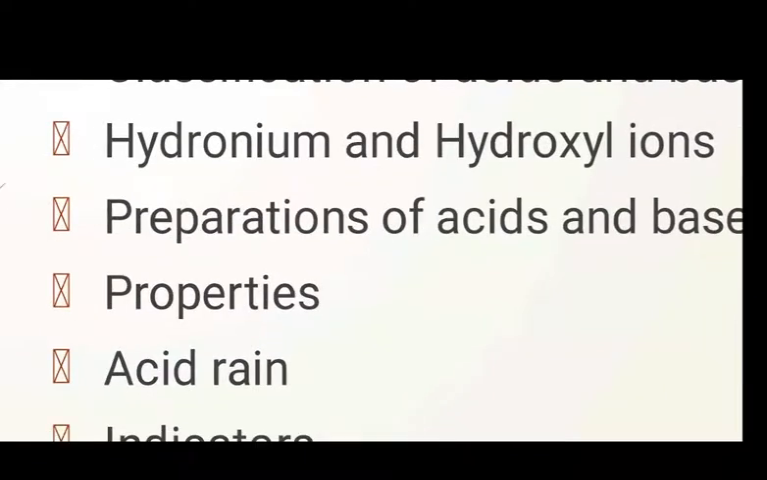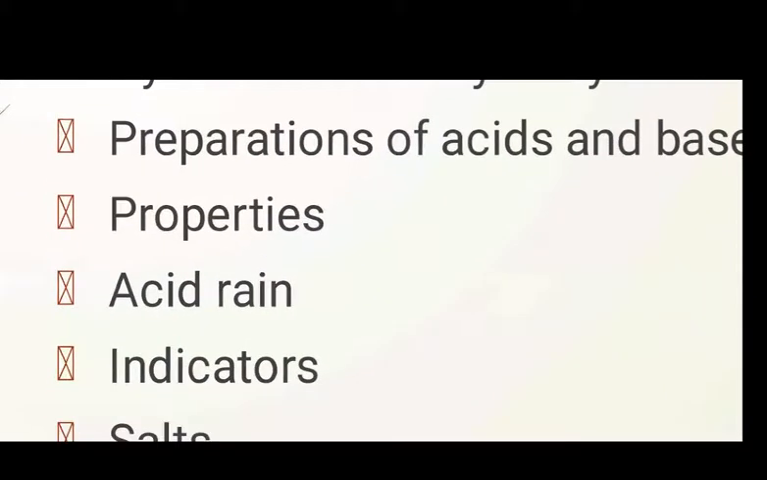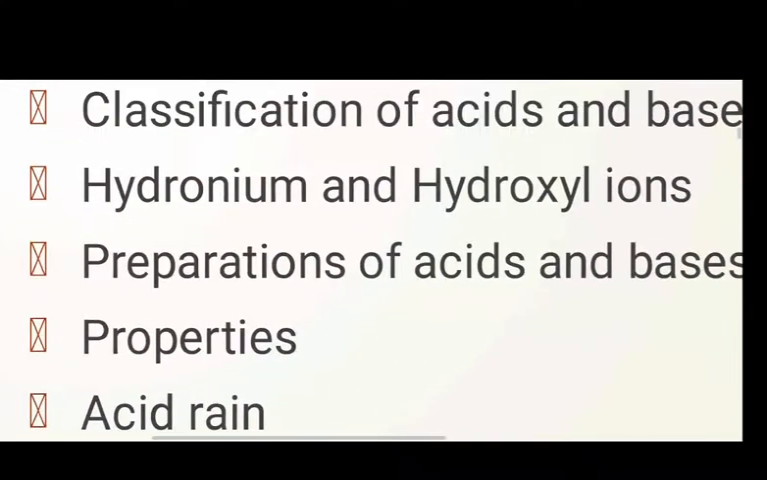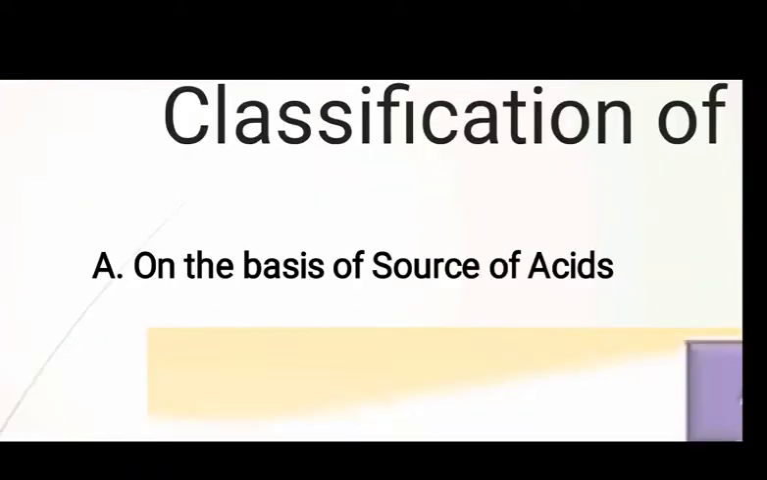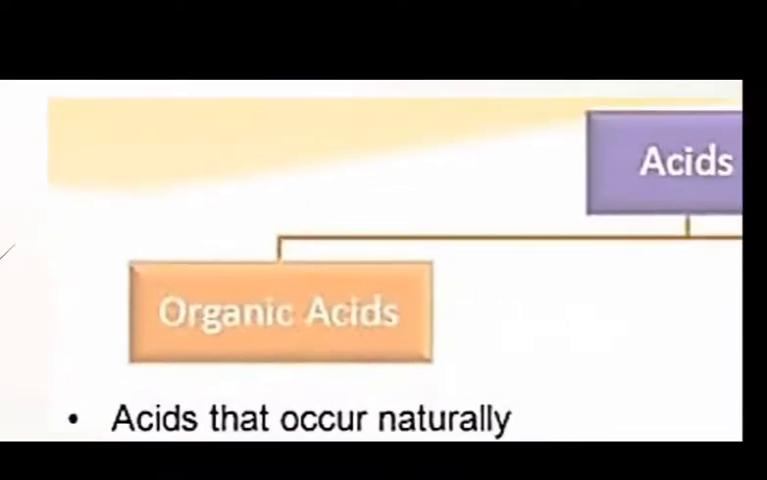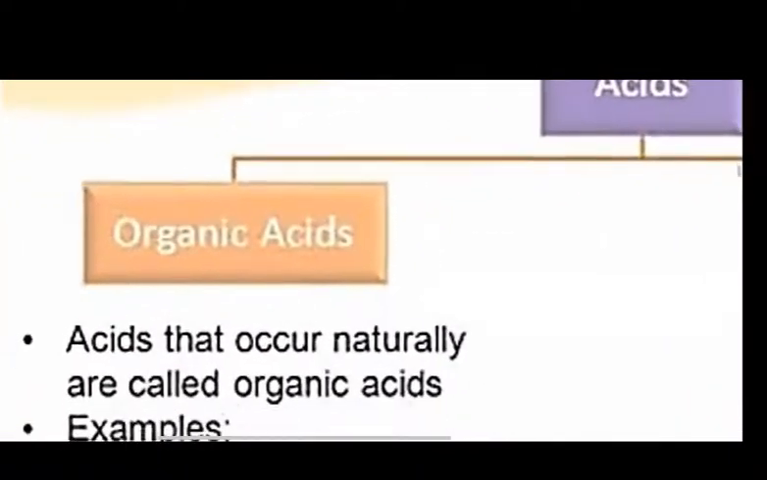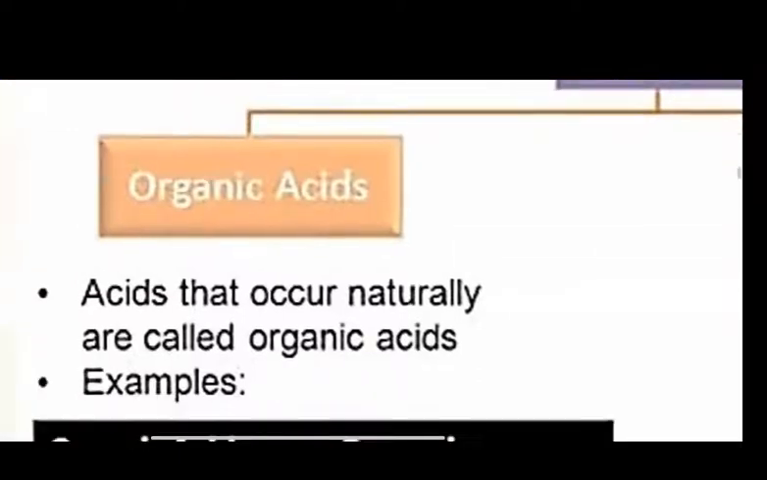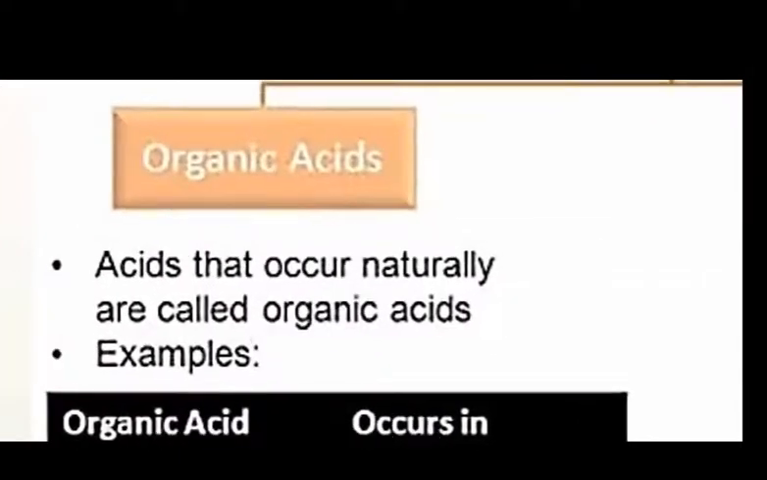The first one we are going to see is source of acids. Depending upon the source of acids, we can classify the acids. So here we can say two types of acid are there. Number one is organic acid.